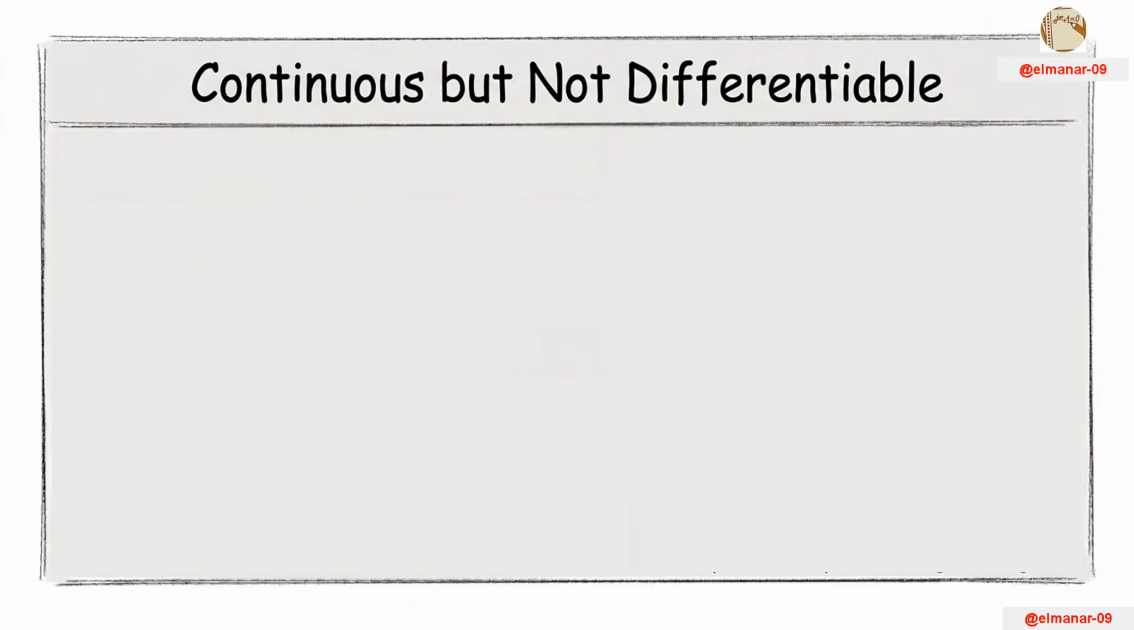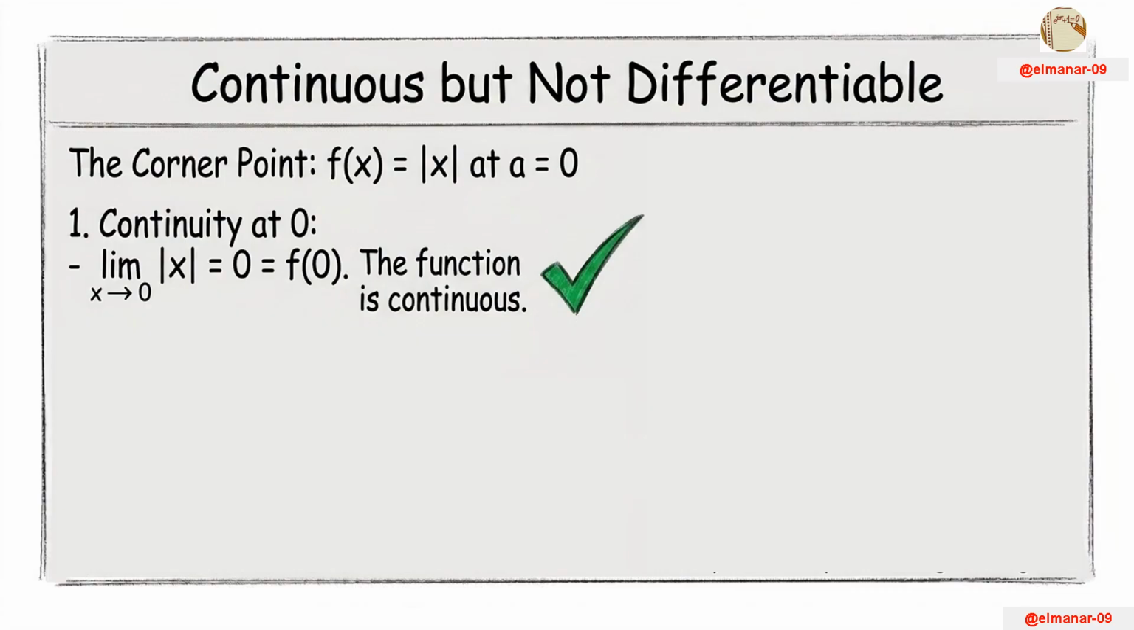Let's look at a classic corner point example, the absolute value function. F of x equals the absolute value of x. Is it continuous at 0? Yes. As x approaches 0, the value approaches 0, which is exactly f of 0. No breaks here. But is it differentiable? Let's check the rate of change.